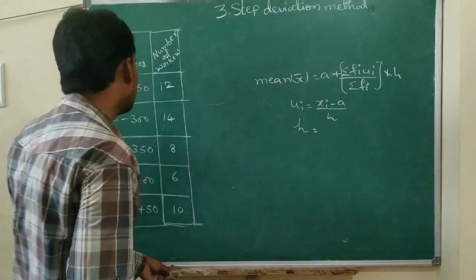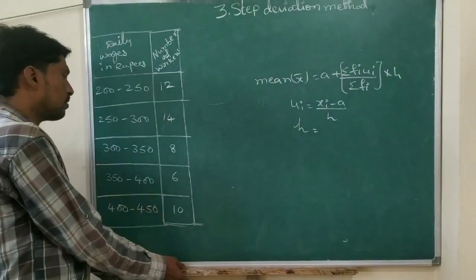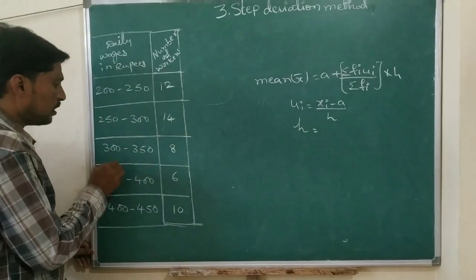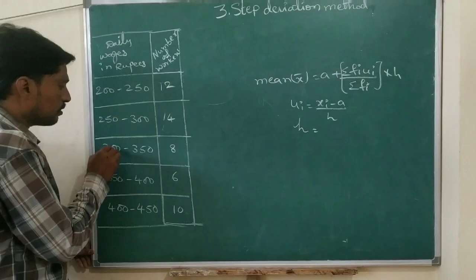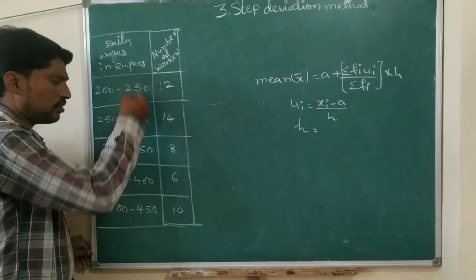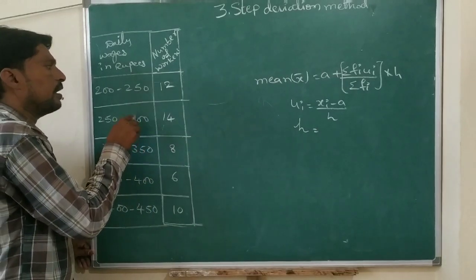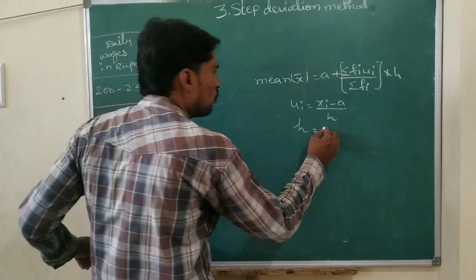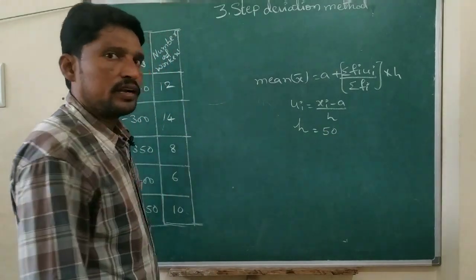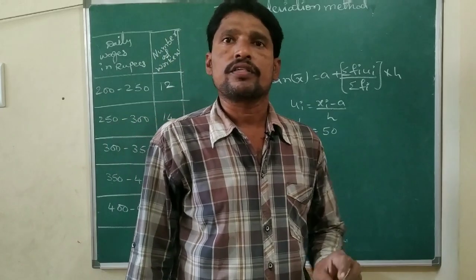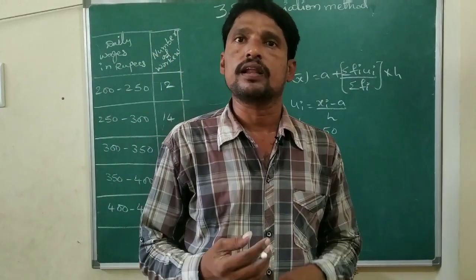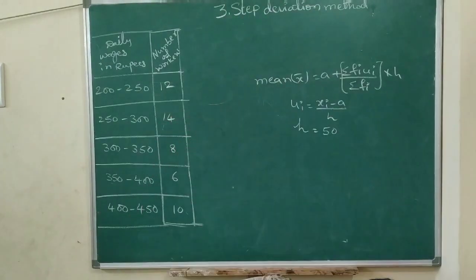So for the h value, I am taking successive class intervals 350 and 300. 350 minus 300, we are getting 50. Otherwise you can take the upper limits also: 300 minus 250, we are getting 50. So however we do it, the h value is 50. The h value means the height or size of the class.